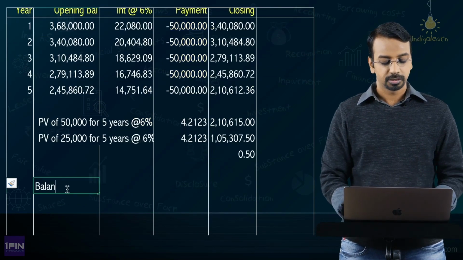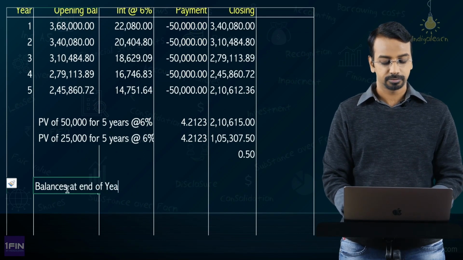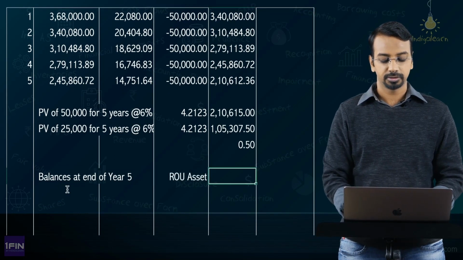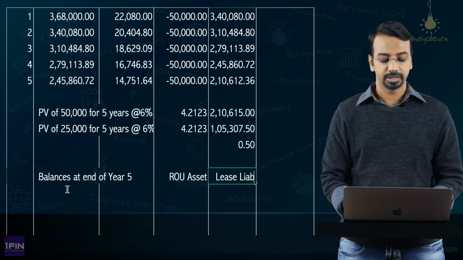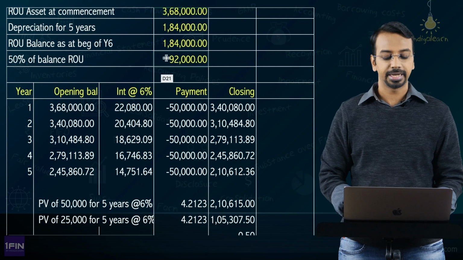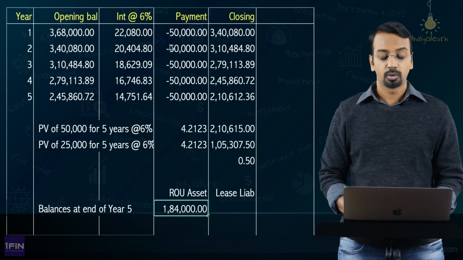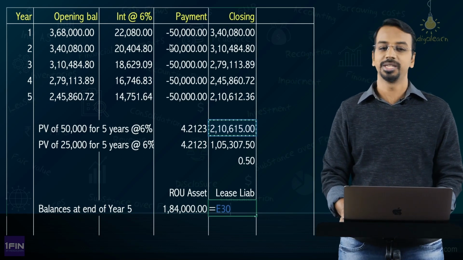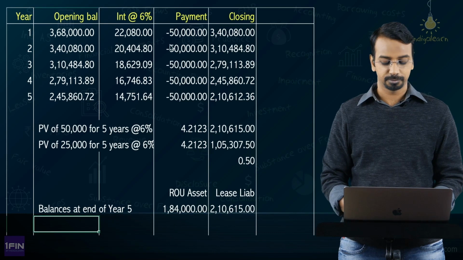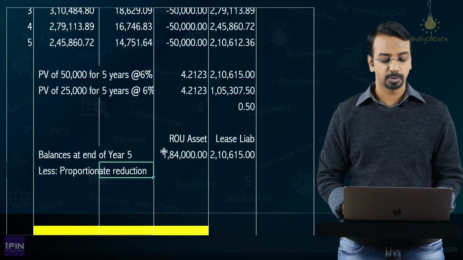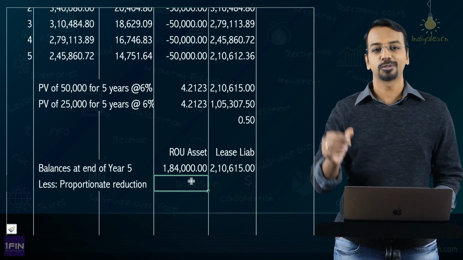So balances at the end of year 5. You have right of use asset and you have lease liability. What is the balance of ROU asset at the end of year 5? 1,84,000. What is the lease liability balance? I will take 210,615, or you can take 210,612 also. 615 will be easier for us to calculate. So I am taking 210,615 less proportionate reduction. Now what is this proportionate reduction? What is the proportion of scope of reduction in asset?